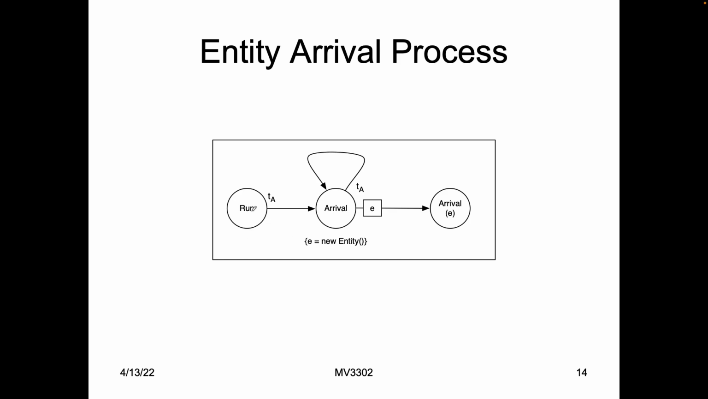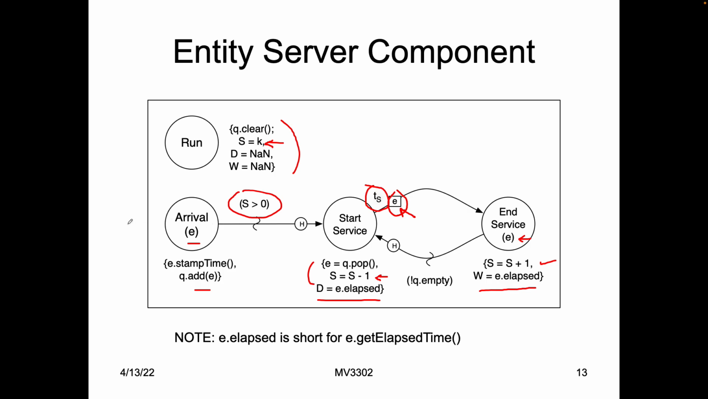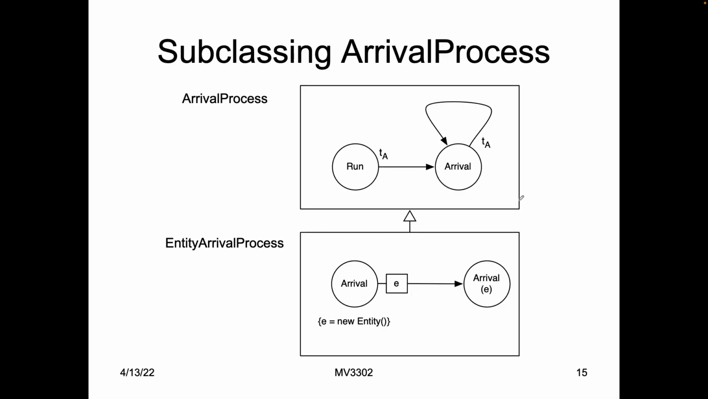So conceptually, it would look like this, where we have arrivals that are scheduling each other, but now the arrival event is going to instantiate a new entity and schedule an arrival event passing it as the argument. And that will allow us to hear an arrival event with an entity as its argument.